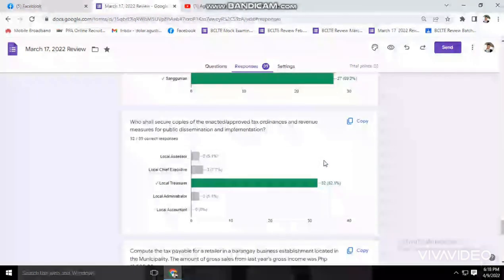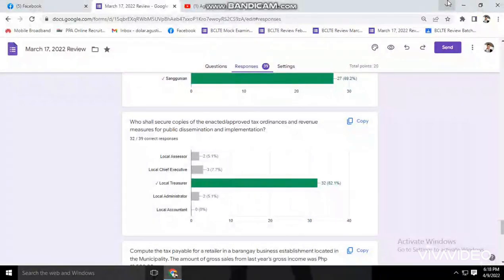Who shall secure copies of the enacted or approved tax ordinance and revenue measures for public dissemination and implementation? Basically, pinag-usapan dito ang tax ordinances and of course, the person that will implement ay walang iba kundi ang local treasurer.